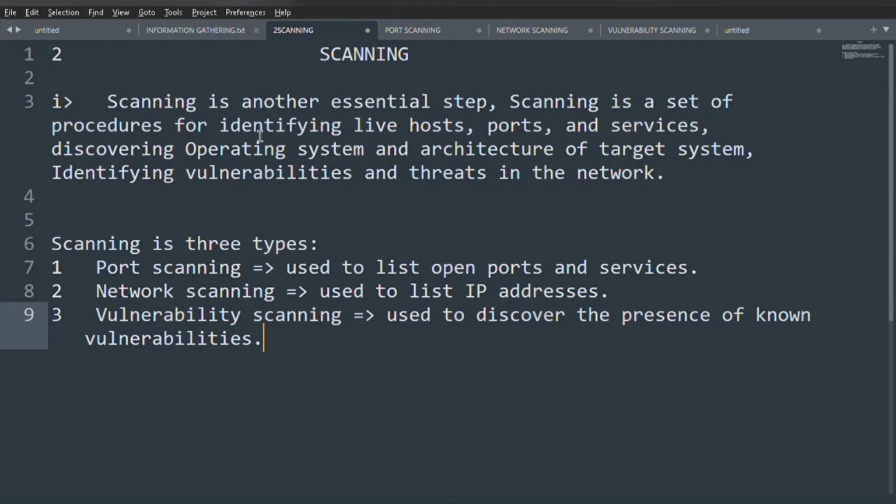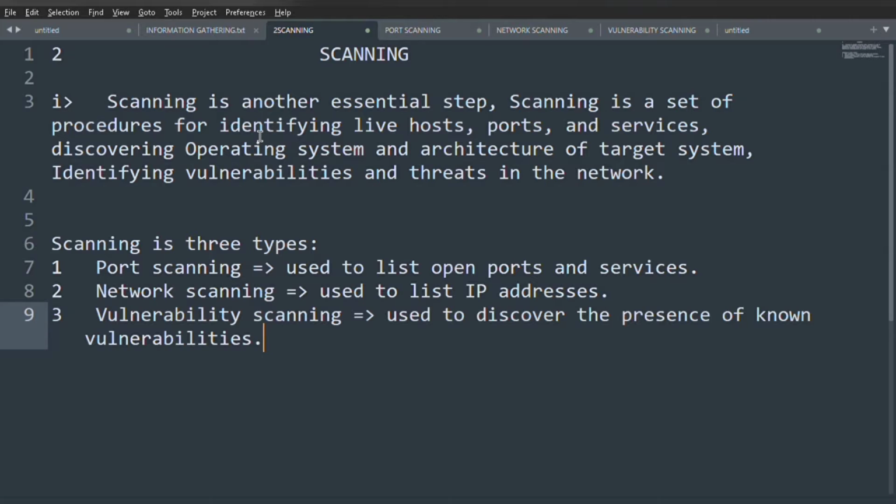Scanning is a set of procedures for identifying live hosts, ports, and services, discovering the operating system and architecture of the target system, and identifying vulnerabilities and threats in the network. Scanning has three types. First one is port scanning, used to list open ports and services. Second one is network scanning, used to list IP addresses. Third one is vulnerability scanning, used to discover the presence of known vulnerabilities.